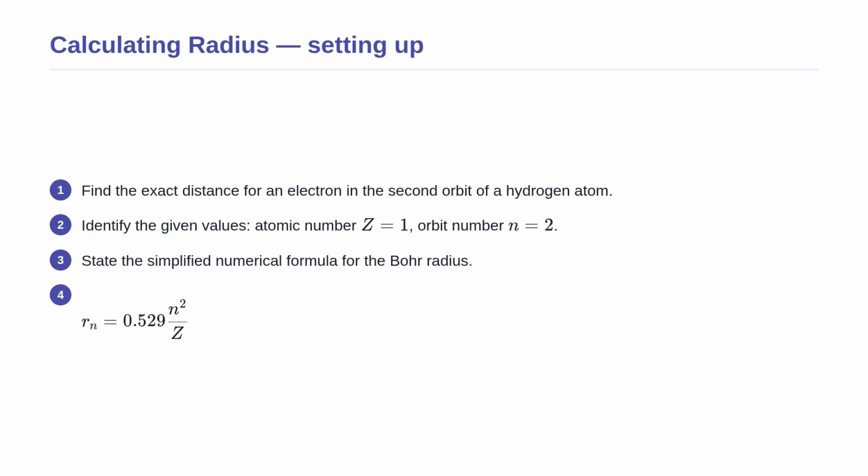Because it is a hydrogen atom, we know the atomic number Z equals 1. We are looking for the second energy level, so the principal quantum number n equals 2. We will use our simplified numerical formula for the Bohr radius to solve this. By writing down the formula first, we ensure we know exactly where to plug in our values for n and Z in the next step.